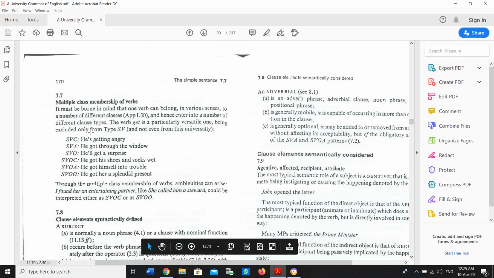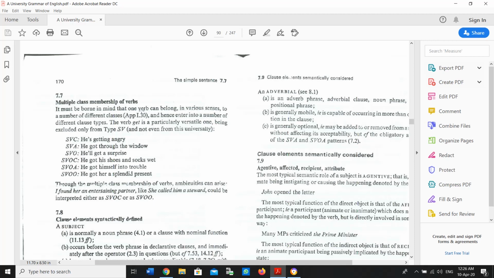Now we are coming to 7.7, and this is the last section of our lecture for today. And next lecture we are going to re-explain a clause element syntactically defined with the clause element semantically considered, and we will then step to concord. So: multiple class membership of verbs.